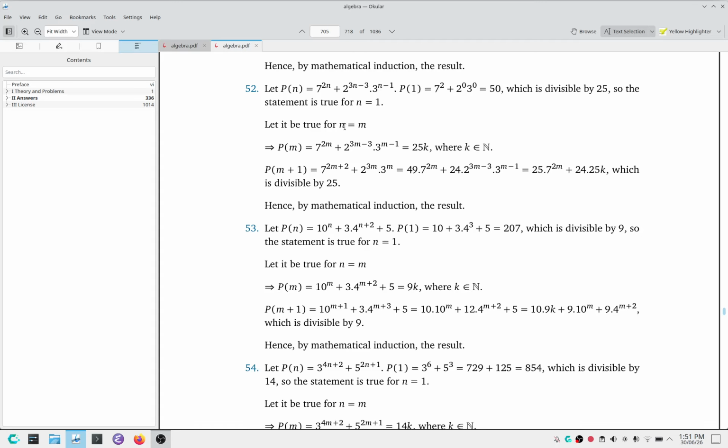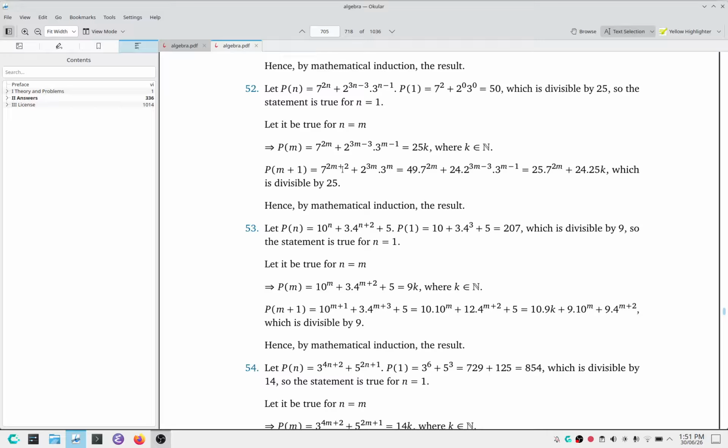We let it be true for n equals m. So we have 7 raised to the power 2m plus 2 raised to the power 3m minus 1 times 3 raised to the power m minus 1 equals 25k, where k will be in the set of natural numbers. Now we compute P(m+1).